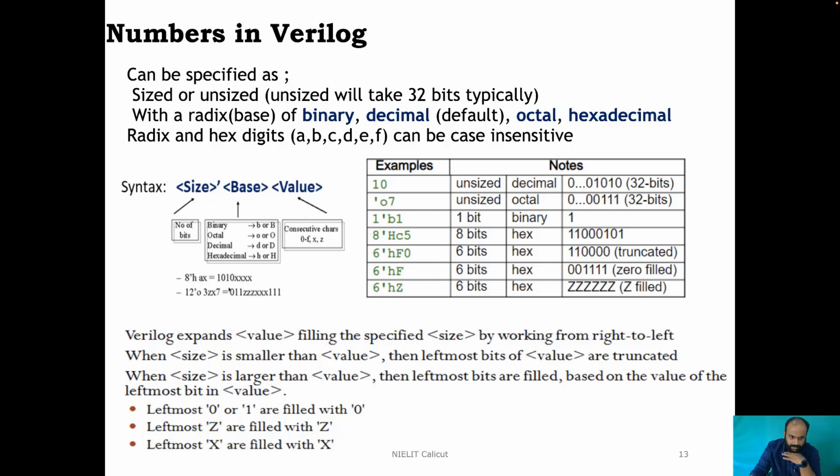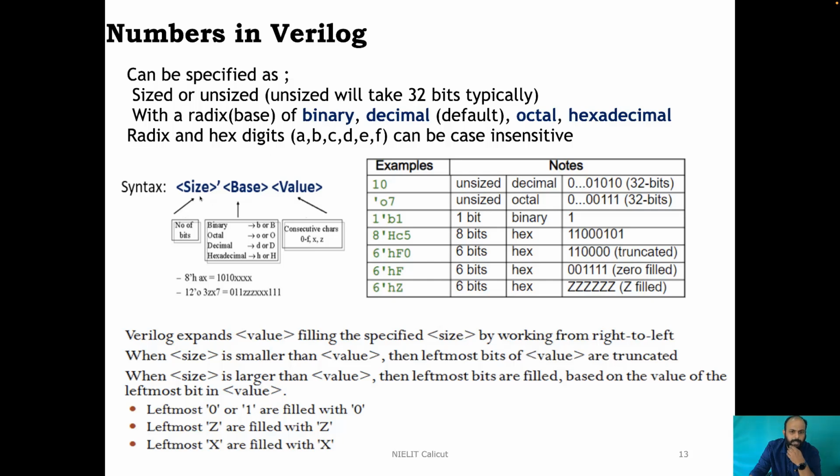And the remaining 4 bits are represented by X. Similarly, this is 12'o3ZX7. So it's a 12-bit number. The first digit is represented by 3, then comes Z, X as well as 7, because it's octal, it is represented like this. In the case of hexa, it's 4 bits for each digit. In the case of octal, it is a 3-bit representation per digit.